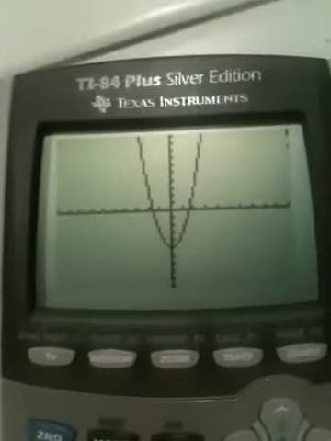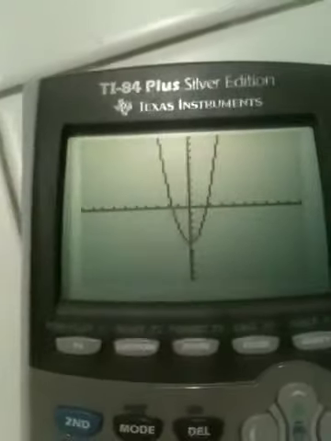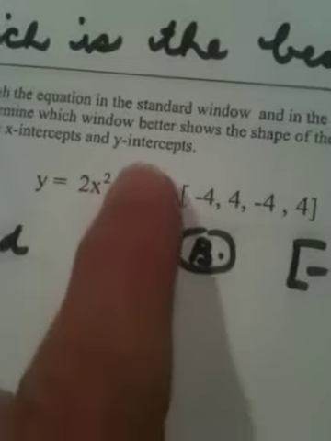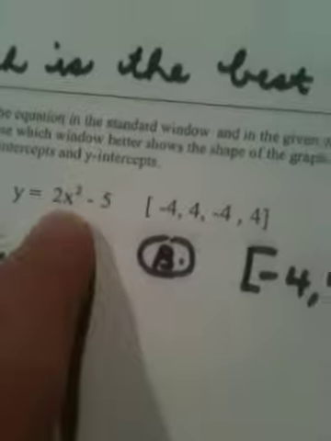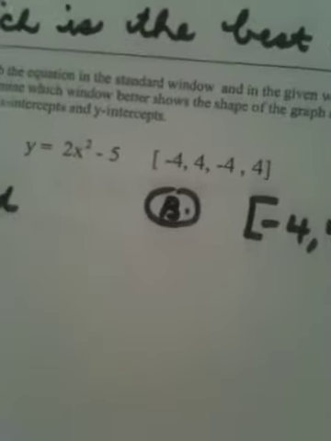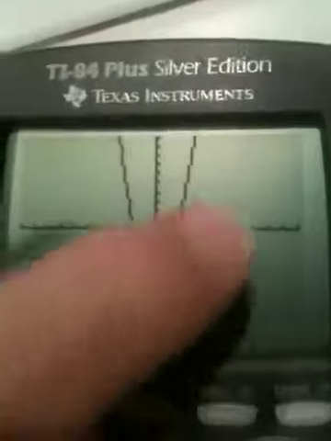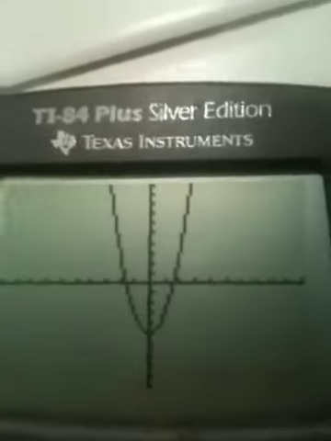I hit graph. We were expecting it to be a parabola. We were expecting it to open up. Okay, the squared made it a parabola. The 2 in front was positive, so the number in front of the x squared positive means the graph is going to open up. Now let me explain to you why this parabola is a good picture.